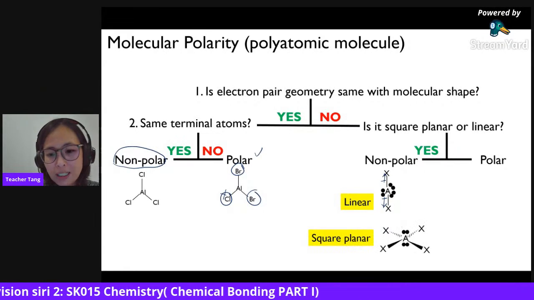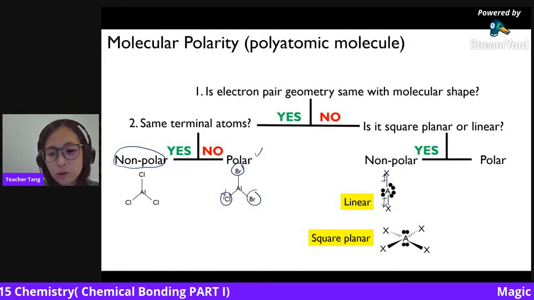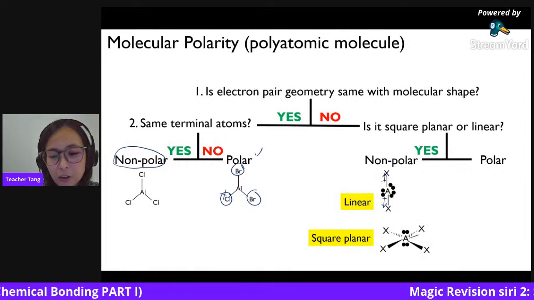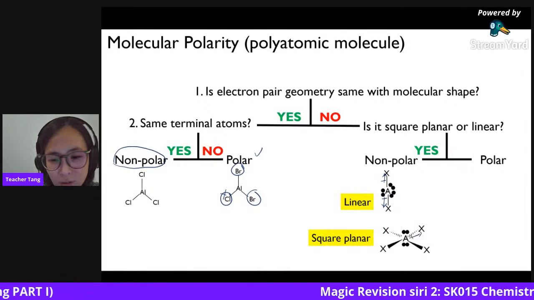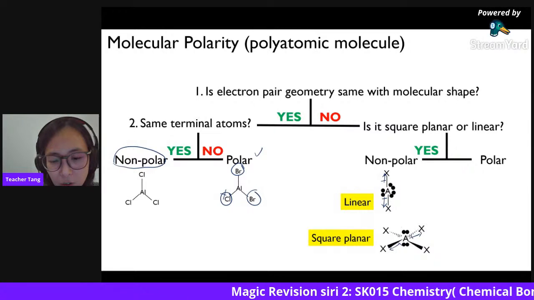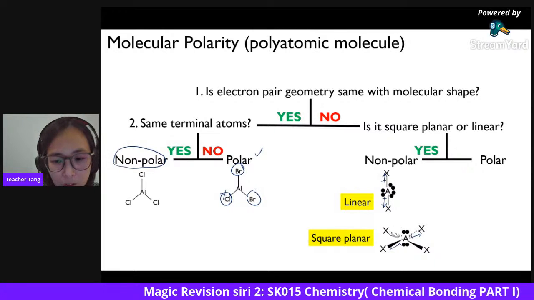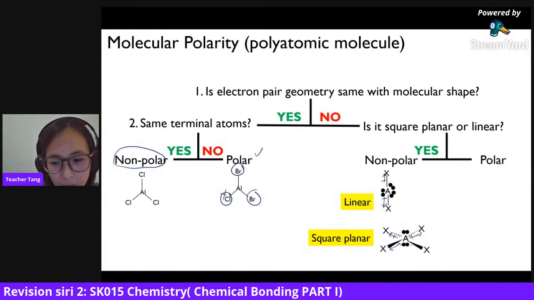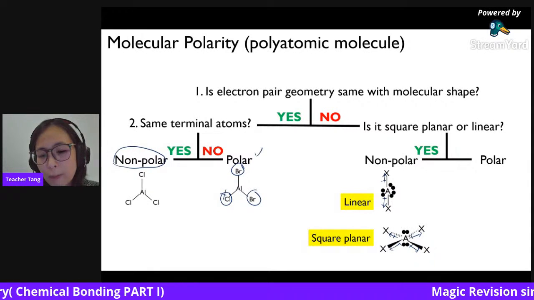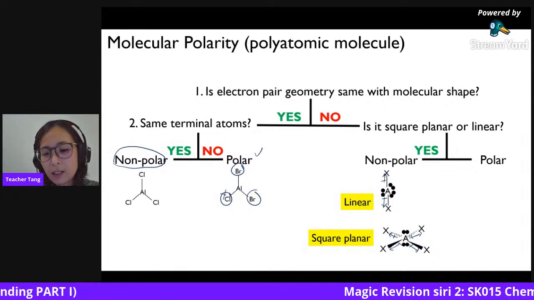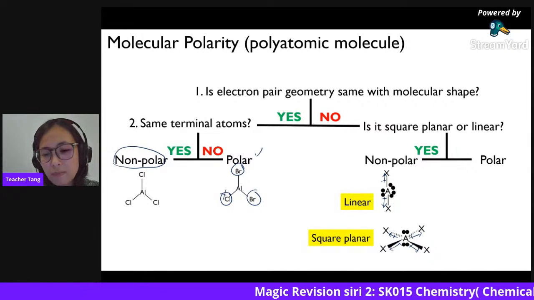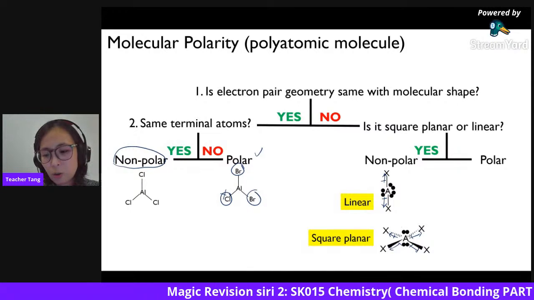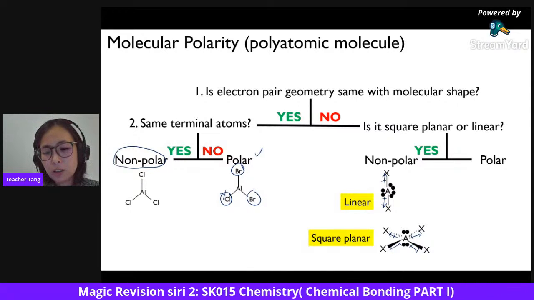As in square planar, assume X is more electronegative. Can you see that all the bond dipoles can cancel out one another? So in square planar, you also get a molecular shape that is symmetrical. Therefore, the net dipole moment is equal to 0.